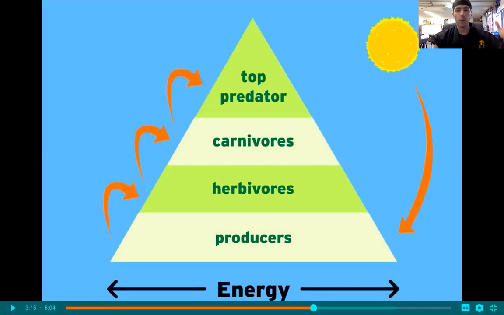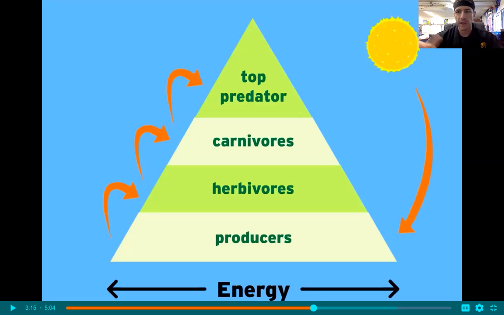Producers are a lot wider because there's a whole lot more of them, okay? There's a whole lot more plants. You need a lot of plants to survive. Then it goes to herbivores, where the width gets a little bit smaller. Carnivores, there's not as many carnivores. And then there's a top predator, which there's not as many around. There's only a few of them that roam a certain area. So the numbers and the width are there because there's definitely more producers compared to top predators.